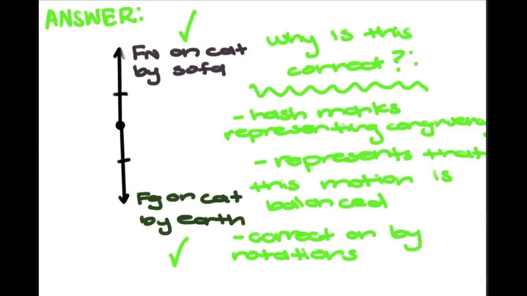This should be the answer you got. Why is this correct? It is correct because there are hash marks representing its congruency. This diagram represents that this motion is balanced. It also includes correct on-by notations.